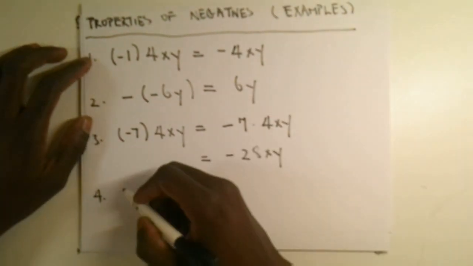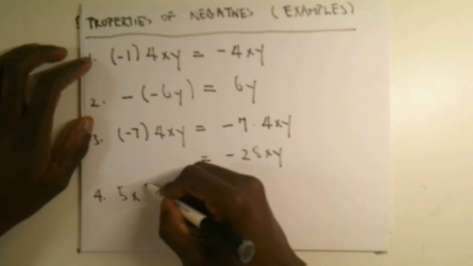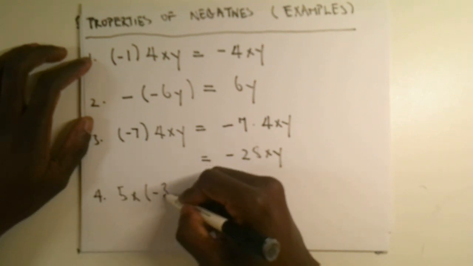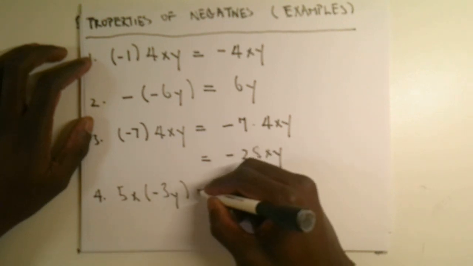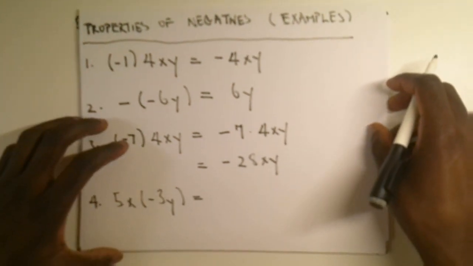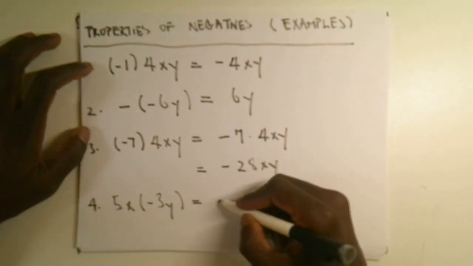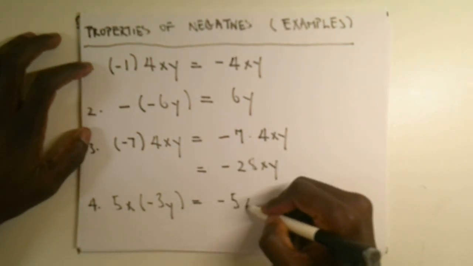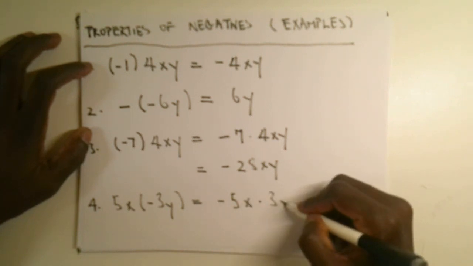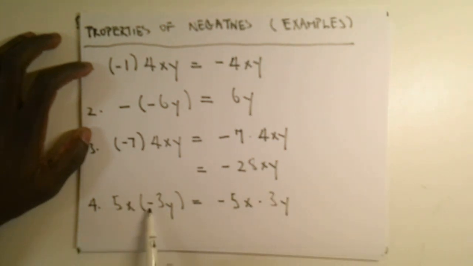Number 4 says 5x times negative 3y. Well, this will equal negative 5x times 3y. So I can shift this negative 1 and assign it on this 5, right? The reason I can do that is that I can extract this negative 1, use the associative property, and apply the sign onto the 5.